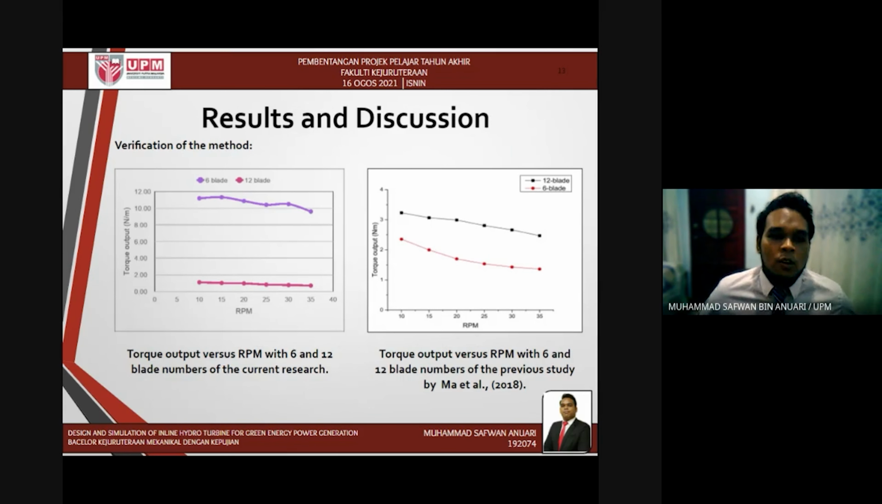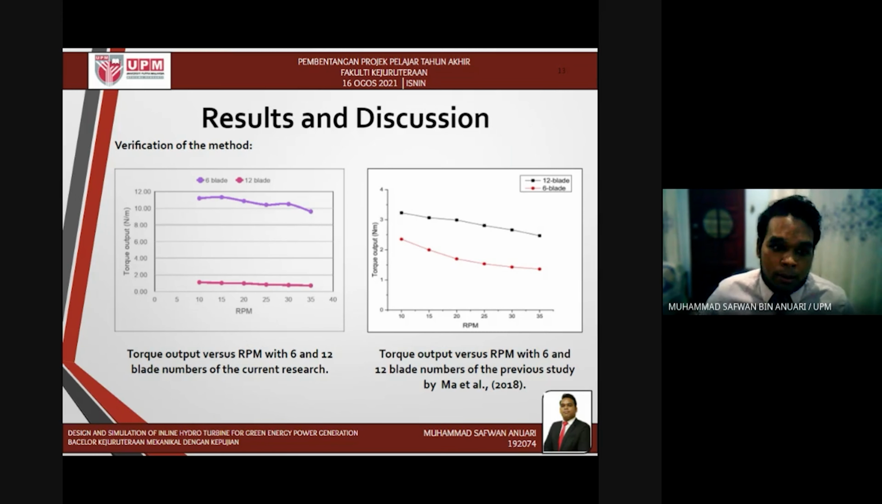For the verification of the method used in the study, the simulation model of the inline turbine was performed with 2 different blade numbers. The comparison with previous research by Ma et al. 2018 was done with the same blade numbers, 6 and 12, and rotation speeds of 10, 15, 20, 25, 30, and 35 RPM. Based on both graphs, the trend line of the torque output for both studies decreases as the rotational speed increases. The graphs of the output torque produced were the same for both current and previous studies.